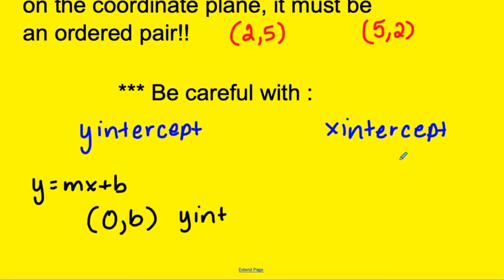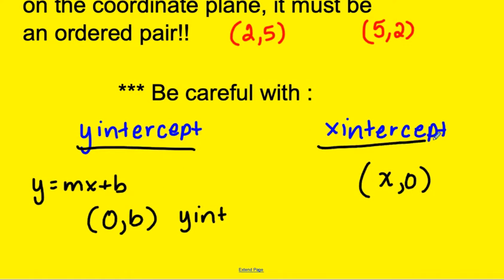And an x-intercept would be whatever the x coordinate is, comma 0. It has to be written as an ordered pair. So anytime you see y-intercept or x-intercept, I need you to think of it as an ordered pair.